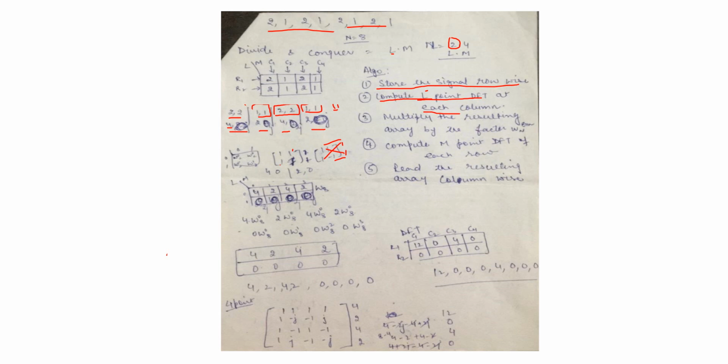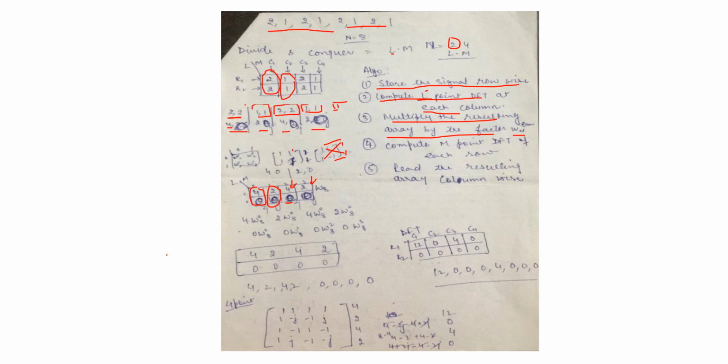Now read step 3. Multiply the resulting array by factor W_N^(LM). Okay, you write here column wise answer. For this column 2 2 the answer is 4 0, so you write here 4 0. For this 1 1 the answer is 2 0, so you write here 2 0. For this 2 2 the answer is 4 0, so you write here column wise. Again column wise 4 0, 2 0. Okay, this is the array.